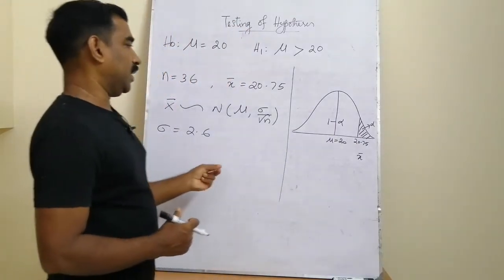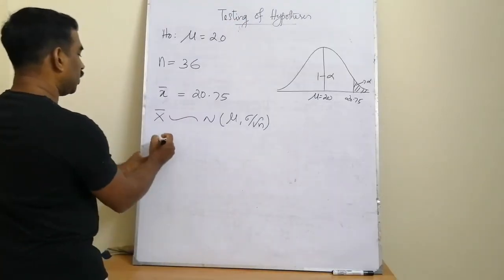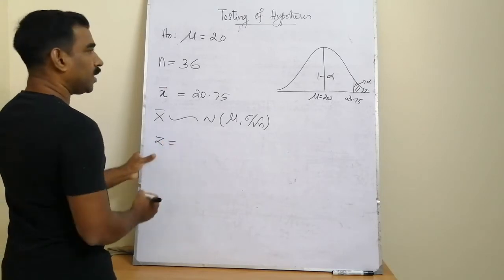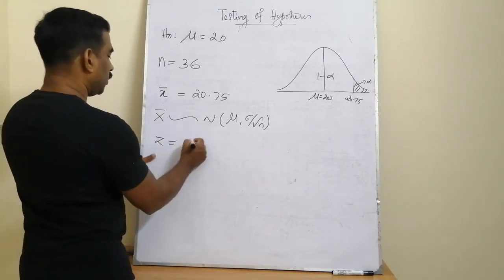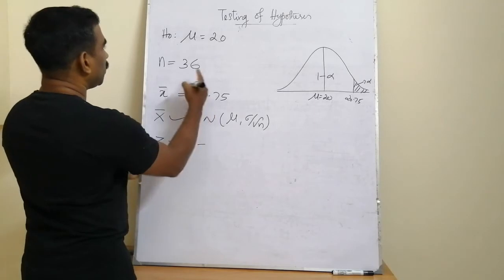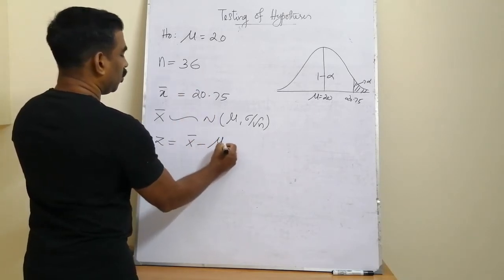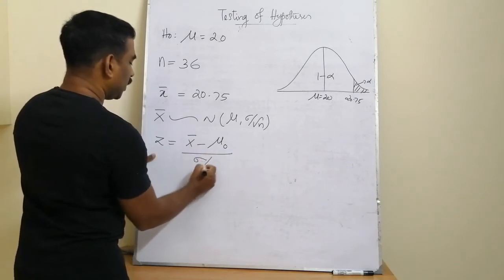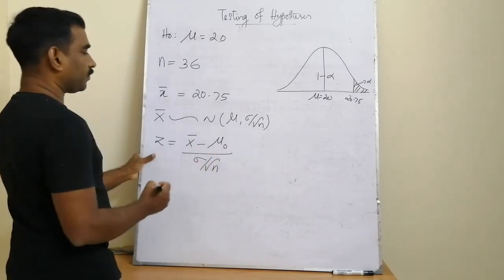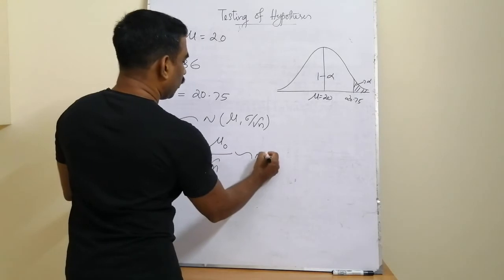and that portion is called the acceptance region. So using standard normal distribution, we can standardize that normal curve as z is equal to x bar minus mu, the value, say for example mu naught, divided by sigma by root n. That follows N(0,1).